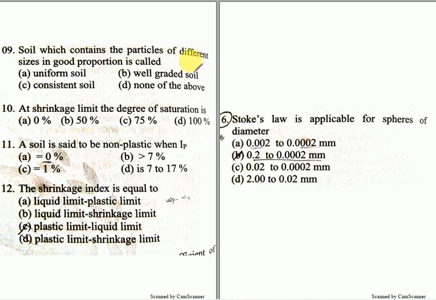Soil which contains particles of different sizes in good proportion is called well graded aggregates. Already explained in the previous video. In the shrinkage limit, the degree of saturation is 100%.